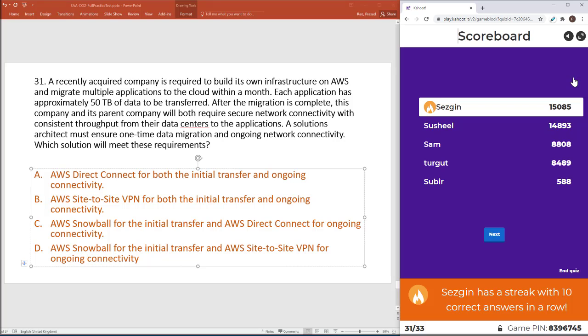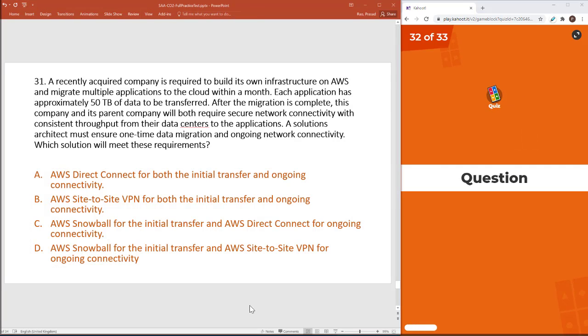Let's move on to the second last question. Question number 32.